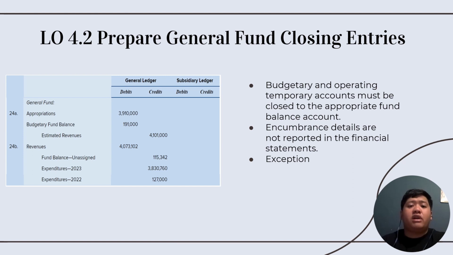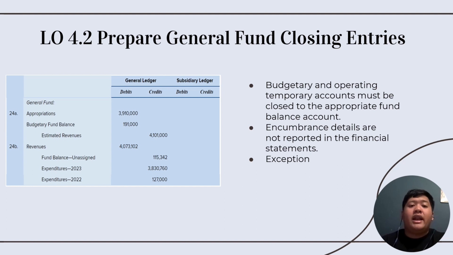Encumbrance details are not reported in the financial statements, but disclosed in the notes to the financial statements. Exceptions occur if outstanding encumbrances apply to restricted, committed, or assigned resources. In these cases, the encumbered amount may be reported in the balance sheet as part of that classification of fund balance.